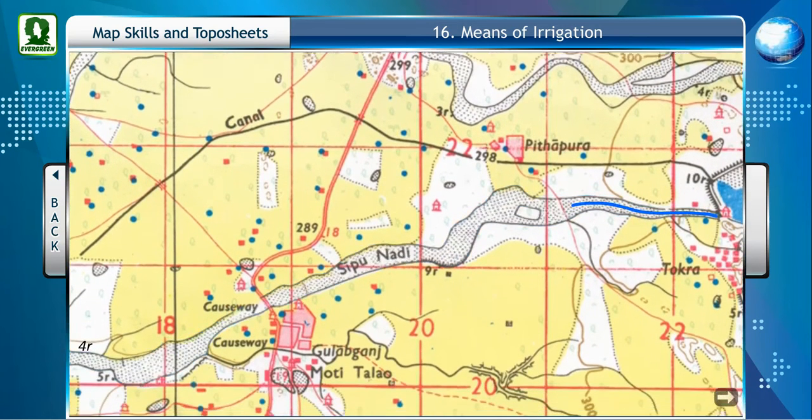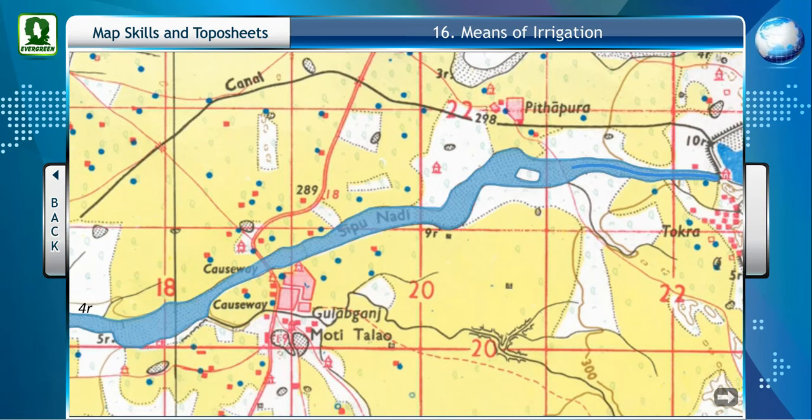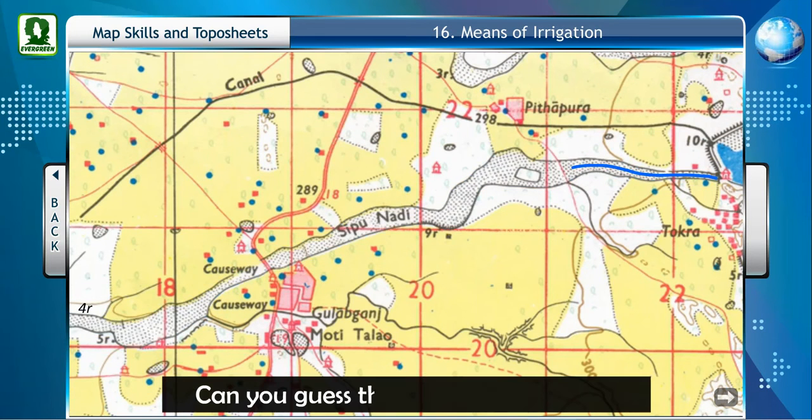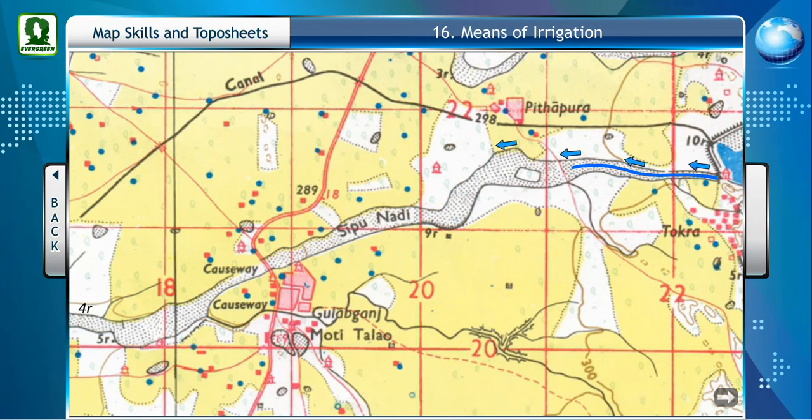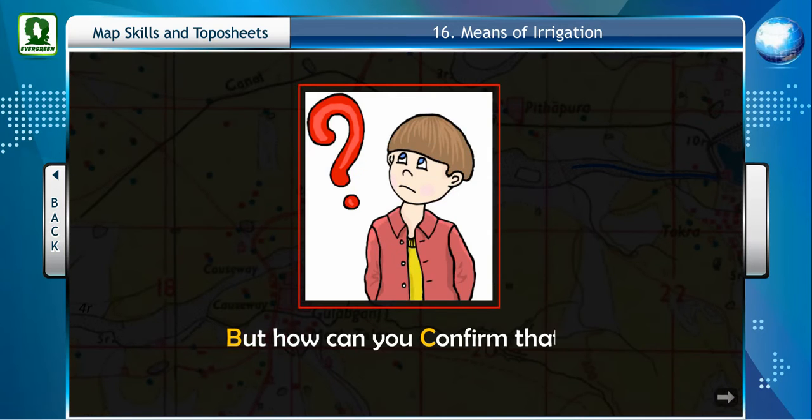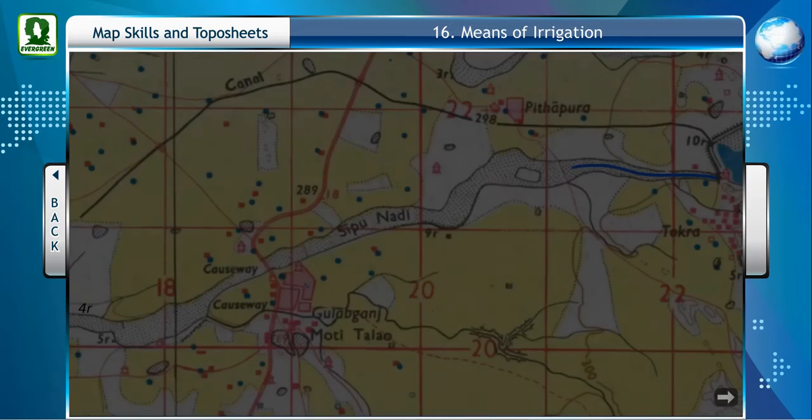Sipu Nadi is another source of irrigation shown on the topo sheet. Can you guess the direction of its flow? Sipu Nadi flows from east to west. But how can you confirm that?